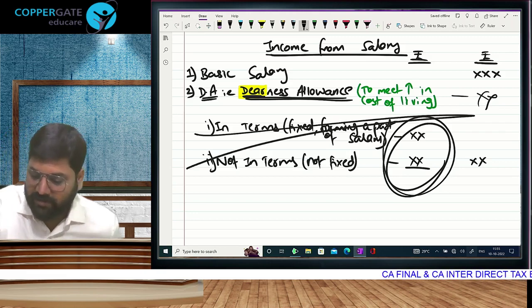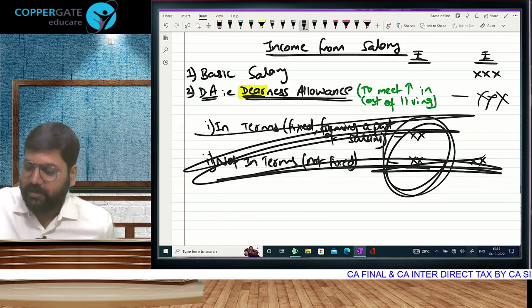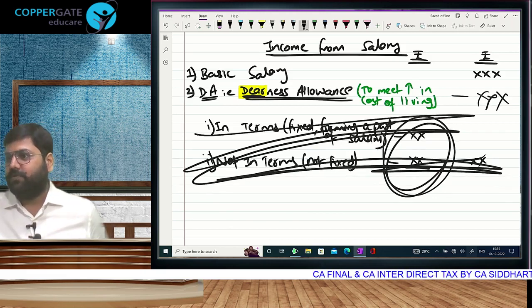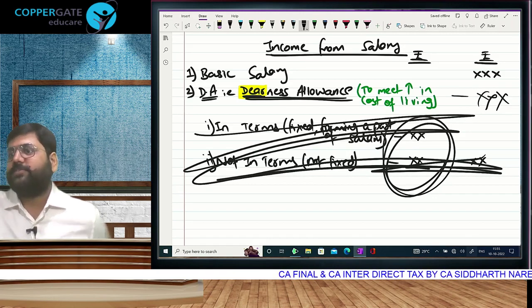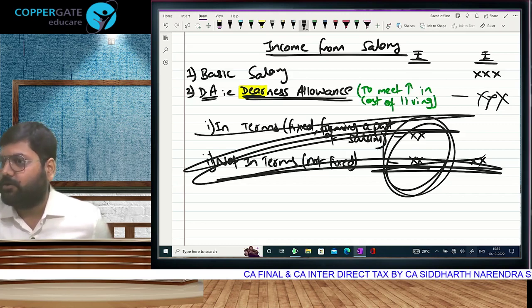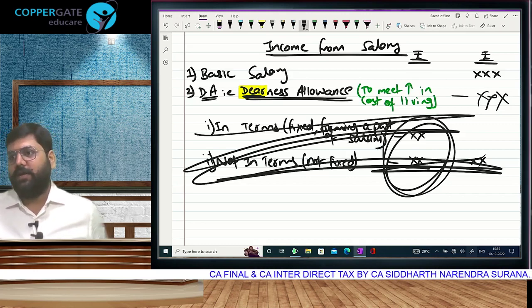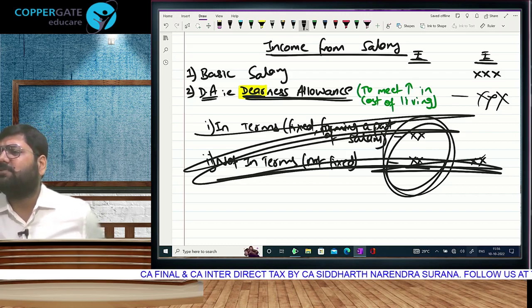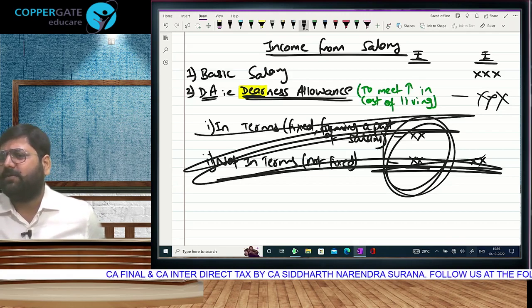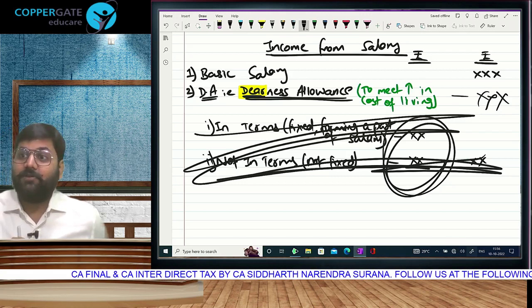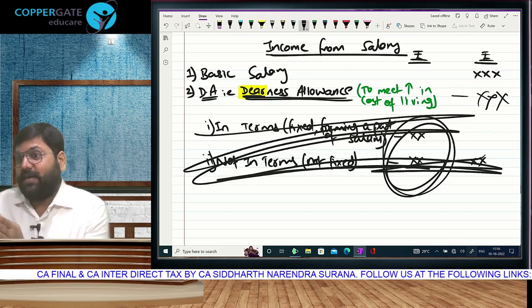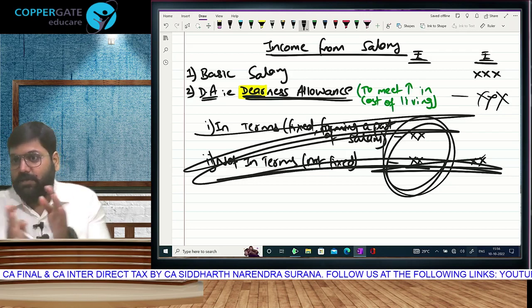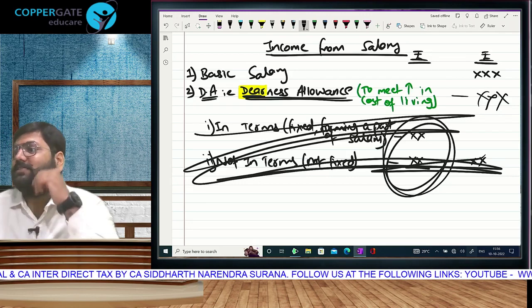See, I could have not given you this data and just said DA is an extra allowance to meet the increase in cost of living and it is fully taxable. So directly take it in the outer column. I could have explained the meaning of DA and the tax treatment, fully taxable, without telling you what is in terms, not in terms. Right now it is not required because anyways both are taxable. But in the exemption calculation, it comes that this exemption calculation requires DA in terms. This requires both. Then you will ask, sir, what is this?